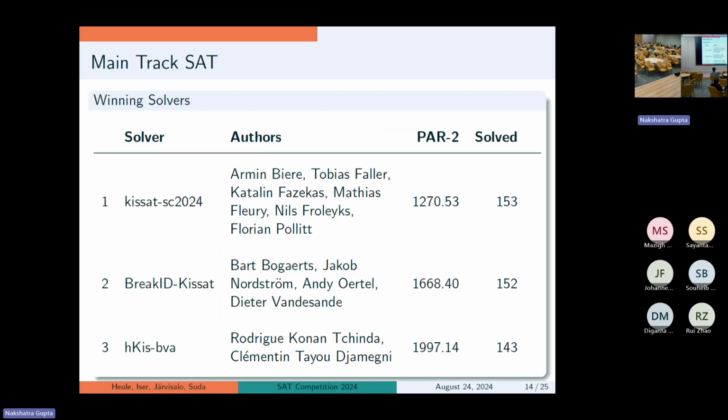Then we are finished quickly. We have some amazing results here for Kissat, by Biere and all. They really dominate the main track by far with a new version of the Kissat solver. Sorry, I forgot to mention, this is the SAT subtrack. Then we have on the second place in the SAT track BreakID by Bart Bogaerts, Jakob Nordström, and others. And we have HKIS BVA by Chinda and Jamengni on the third place. Let's have some applause for them.